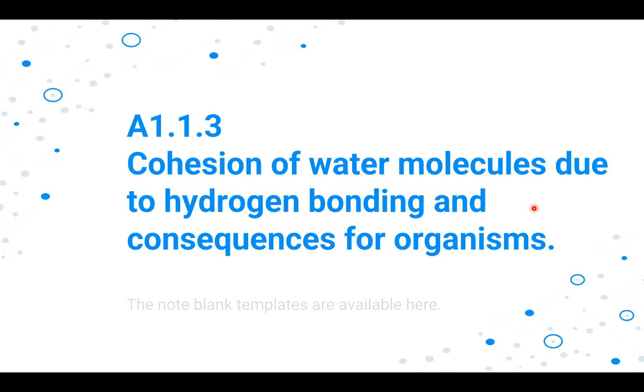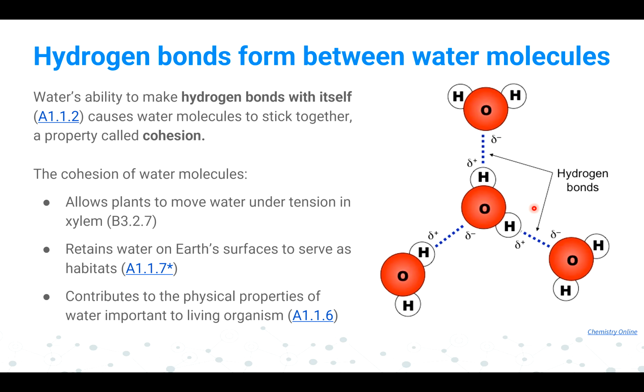Let's talk about the cohesion of water molecules due to hydrogen bonding and consequences for organisms. So hydrogen bonds form between water molecules, as we have just seen. Water's ability to continuously make hydrogen bonds within itself makes the water slightly sticky, because the bond is forming and breaking. This property is called the cohesion property, in which the same kind of molecules are combining and sticking together.